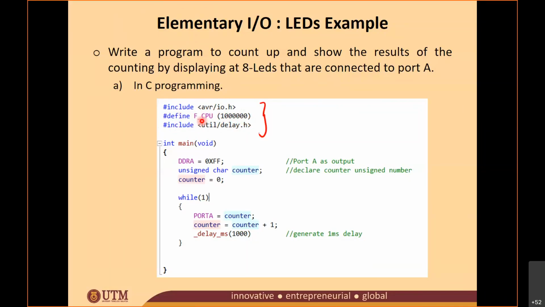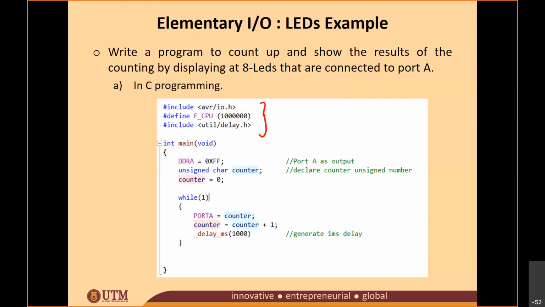By using util/delay.h. So this is the delay library that is already available in C programs. So you're going to use that. And then after you include the file, you define the variable that you're going to use. And then baru kita start with our main program. So this is the thing that you're going to write lah.